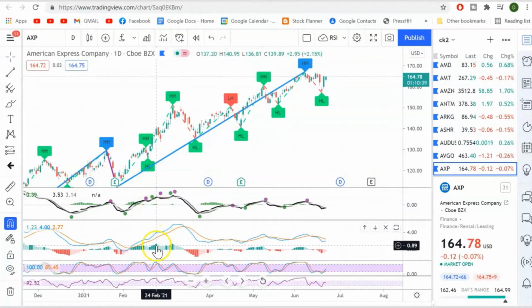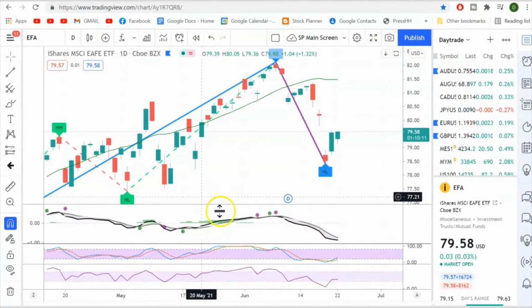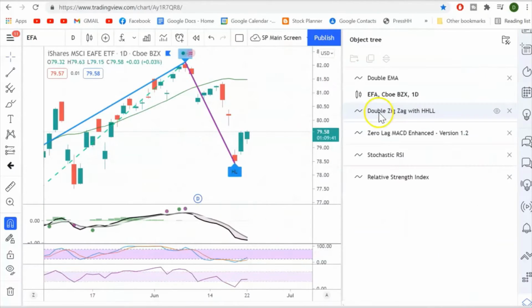So I'm going to get rid of the regular MACD, but I want to use the zero lag. This is a chart that I use every single day, my bread and butter. There's the double zigzag, that's this one here. There's the stochastic RSI, that's this one here. And the relative strength, the RSI, is here. And this is the zero lag that I use, the zero lag MACD enhanced version 1.2.